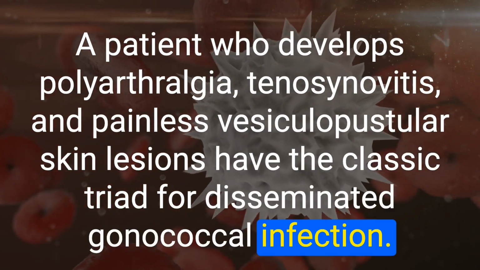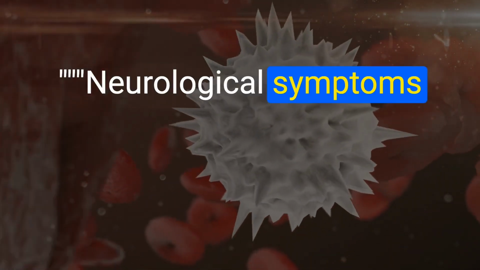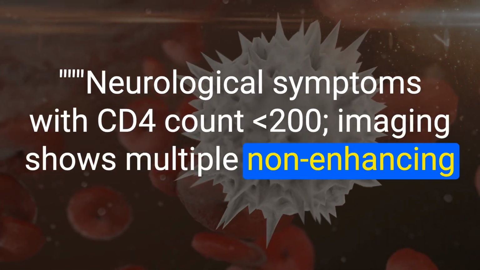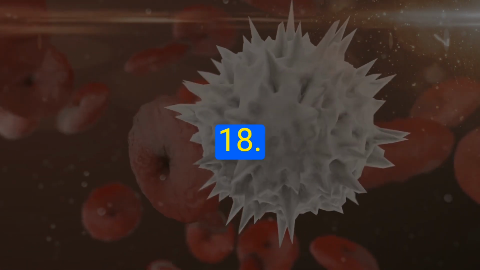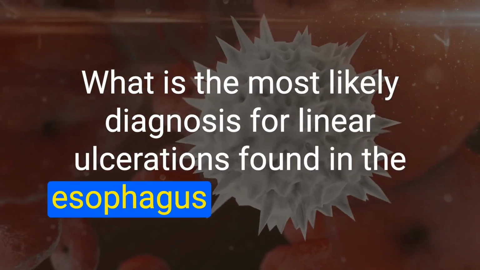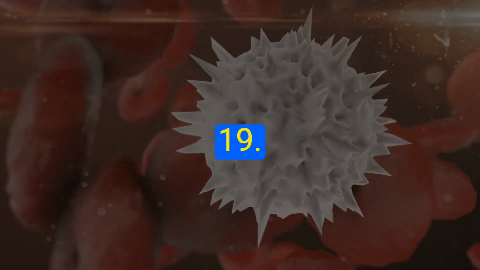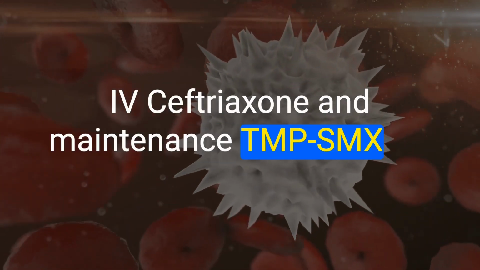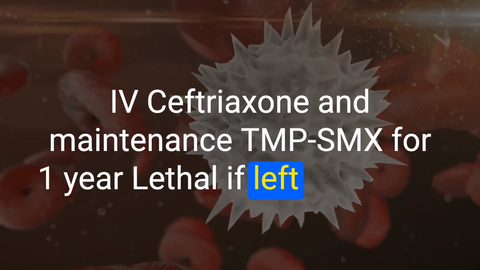disseminated gonococcal infection. 17. Neurological symptoms with CD4 count less than 200. Imaging shows multiple non-enhancing lesions: PML, JC virus. 18. What is the most likely diagnosis for linear ulcerations found in the esophagus on endoscopy? CMV. 19. What is the treatment for Whipple disease? IV ceftriaxone and maintenance TMP-SMX for 1 year; lethal if left untreated.